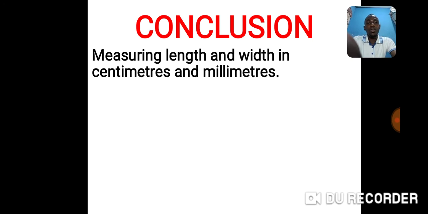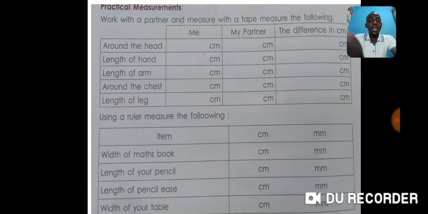Now we come to the conclusion of our lesson. What have we learned so far? We learned about measurement of length and width in centimeters and millimeters. Good. Now let's look at this assignment.